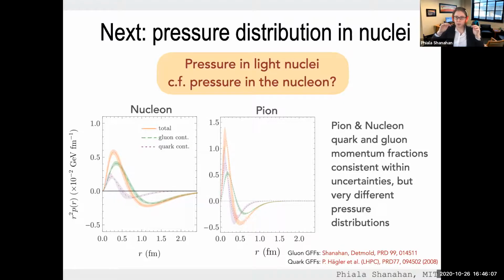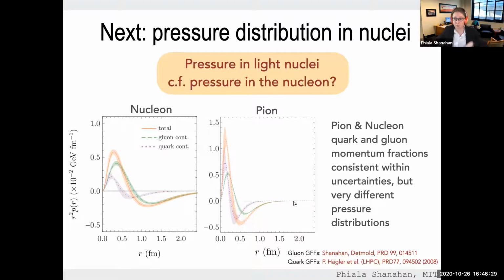It's very similar. But if we go to this extra dimension, say a pressure distribution, you have here quark in purple, gluon in green. You see that from the nucleon to the pion, there's quite some difference. Here the peak is dominated by quarks, here by gluons. In both cases, the gluons seem to push the radial extent out from just a pressure distribution from the quarks.